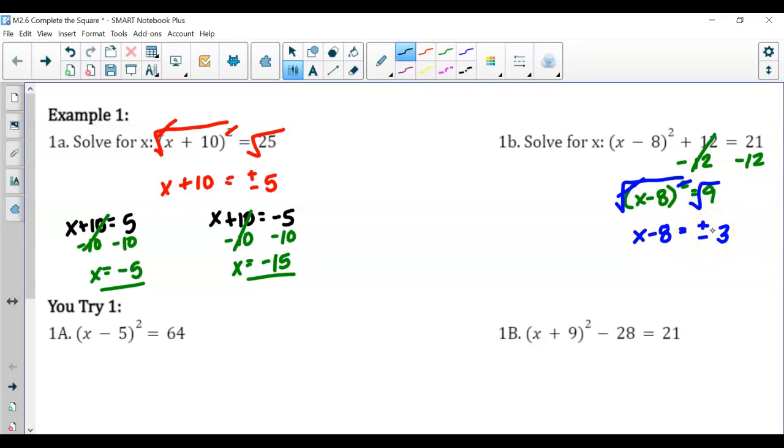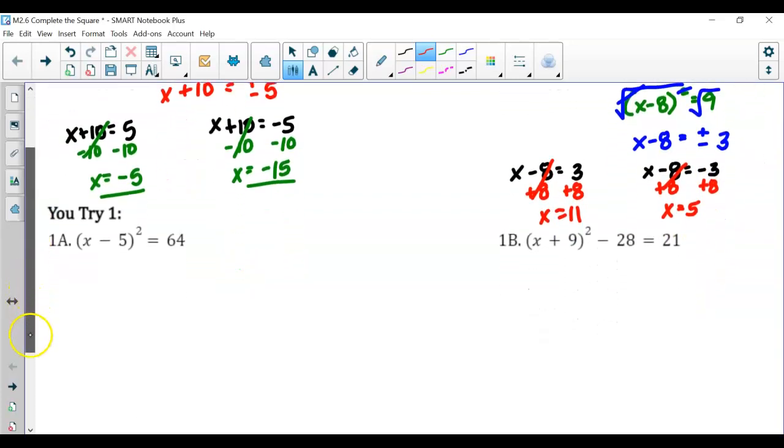Now we set up our two equations, because that's two answers here. x minus 8 is equal to 3, and x minus 8 is equal to negative 3. As we go through and solve, I'm going to add 8, because that's the opposite of subtraction, and x is equal to 11. Here again, I'm going to add 8, and x is equal to 5. So here I've got 5 and 11.